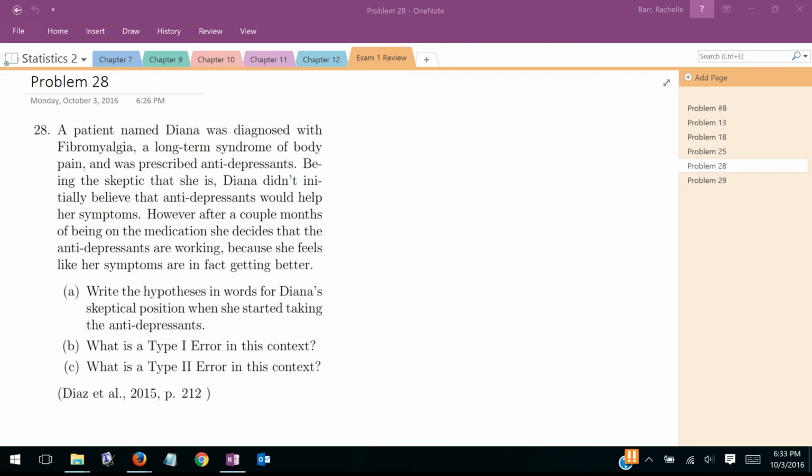Her assumption actually starts out as negative, that the antidepressants are not going to help. So I would say that my H0, or my null hypothesis, would be, antidepressants.